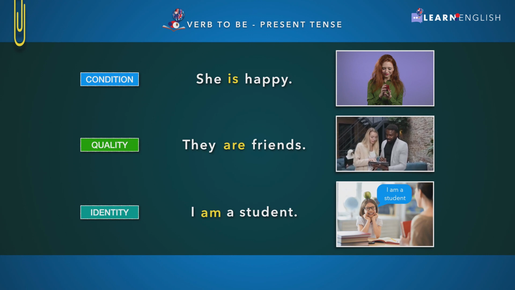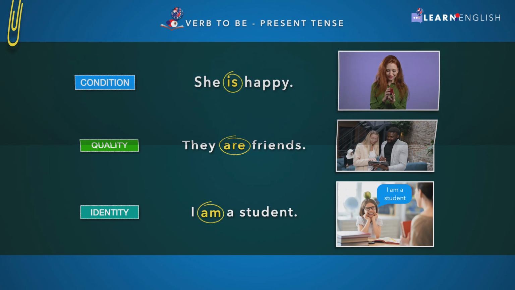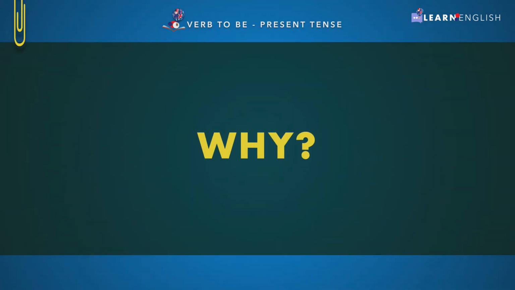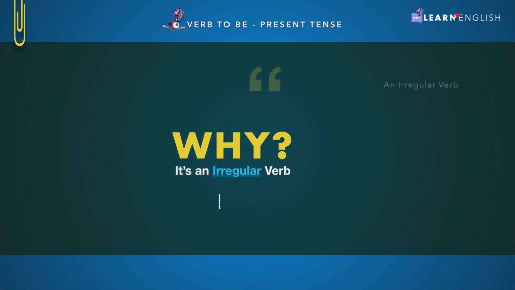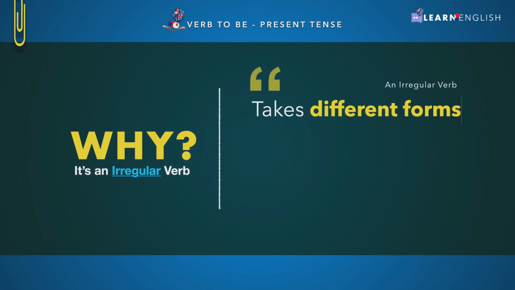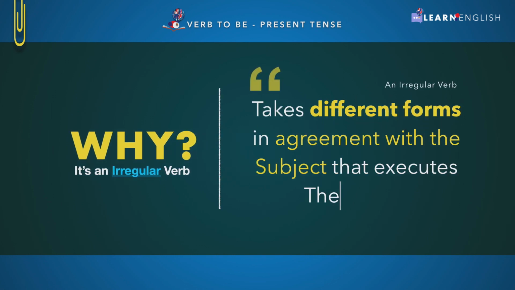But I want to draw your attention to another important aspect. We are using the verb to be in all three of these examples, but if you notice, in all three of these examples the verb to be has a different form in each sentence. Why? Because the verb to be is a kind of verb in English which we call an irregular verb. To put it simply, an irregular verb takes different forms in agreement with a subject that executes the action.